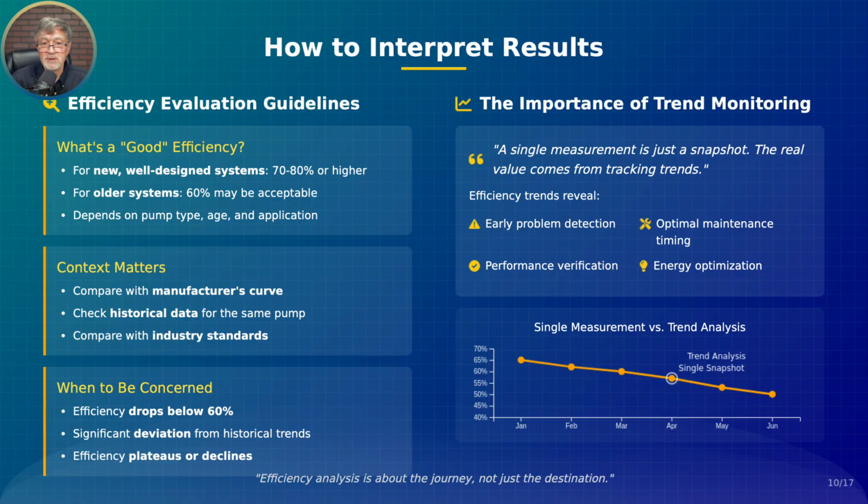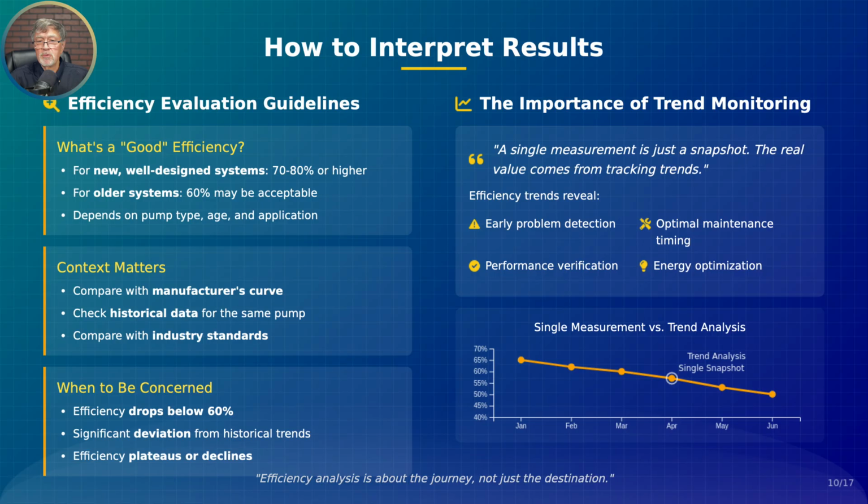So when to be concerned? When your wire to water efficiency drops below 60%, now you're starting to see that the pump may be having some issues you're going to have to address and figure out. Or there's a significant deviation from our historical trends. Once again, this is tracking trends so we can see where we're getting deviations. If you have generally a downward trend and all of a sudden you start to drop a lot, then that's something you're going to have to dial in and figure out where the problem is. So if efficiency plateaus or declines, now you need to start looking at that as well.